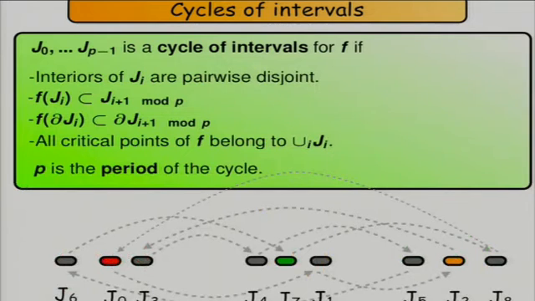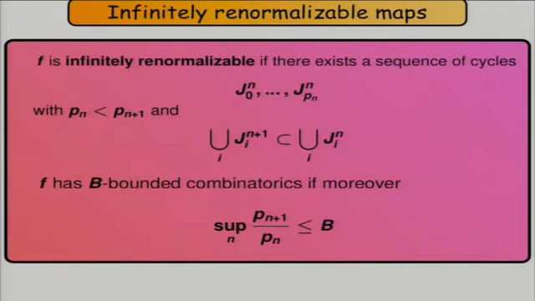Okay. So this is a cycle of renormalizations. Here you have 9 intervals that are permuted, and all the critical points belong to the cycle. A map is infinitely renormalizable if you have infinitely many cycles of intervals with the period growing. And the combinatorics is bounded if the sequence does not grow too fast, so the quotient of consecutive periods is bounded by B. So this is bounded combinatorics.